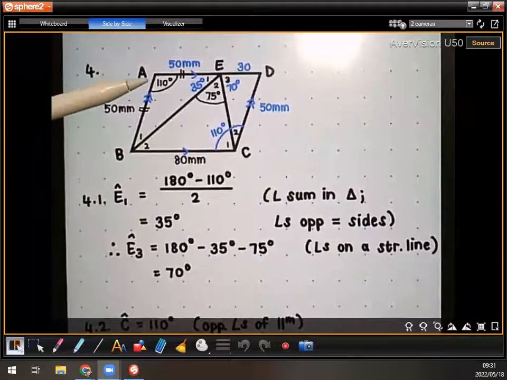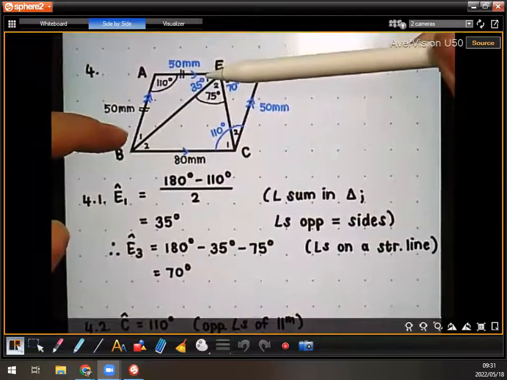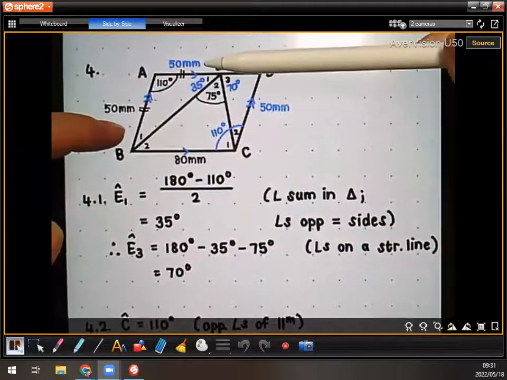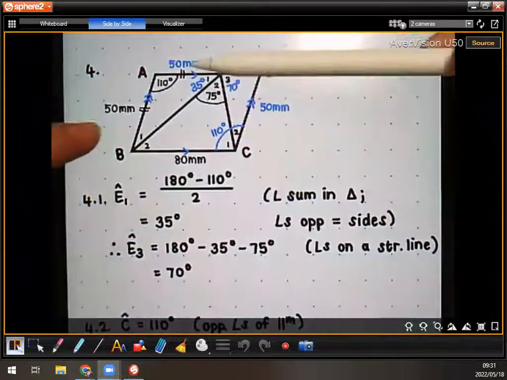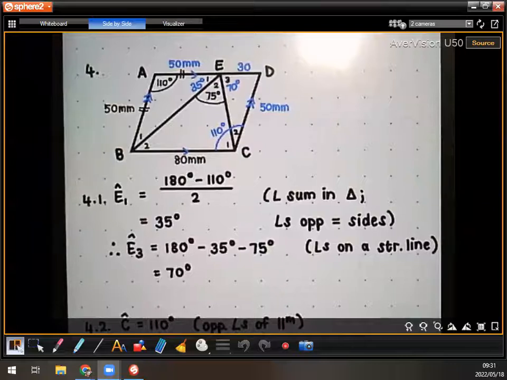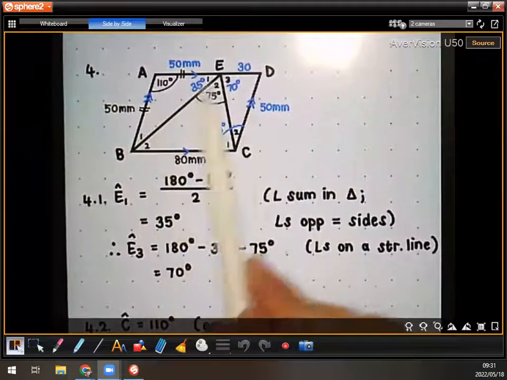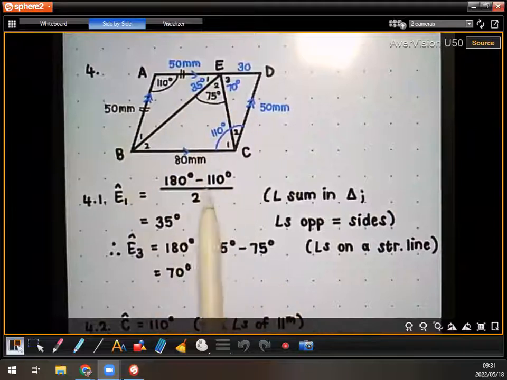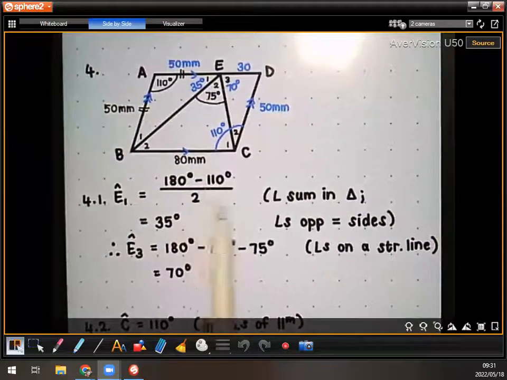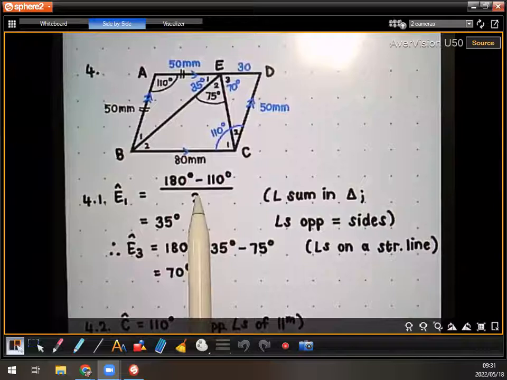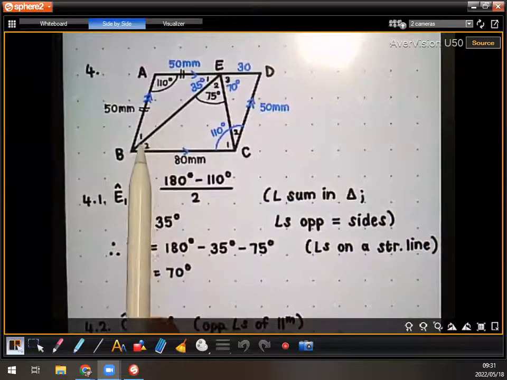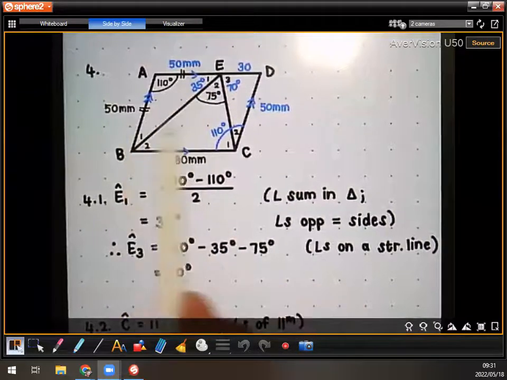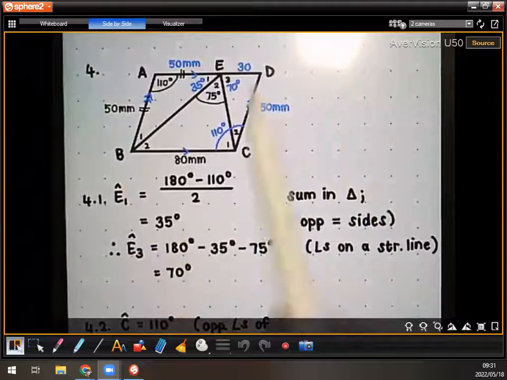If this angle A is 110, the other two angles will have to add up to 70. Do we agree with that? Because the three angles in the triangle must add up to 180. So if one of them is already 110, the other two must be 70. Right, angle sum in a triangle. But because it's an isosceles triangle, these two angles are going to be equal. They are opposite equal sides. So you can take that 70 degrees and divide it by 2. So angle E1 and angle B1 are both equal to 35 degrees.